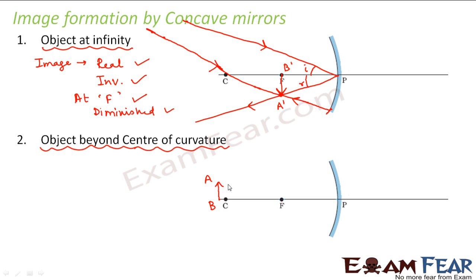So what will happen here? Let us consider rule number 1. A ray of light parallel to the principal axis reaches the mirror. After reflection, it passes through the principal focus. This is my first ray.